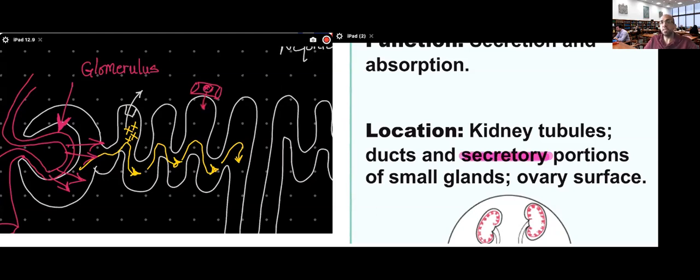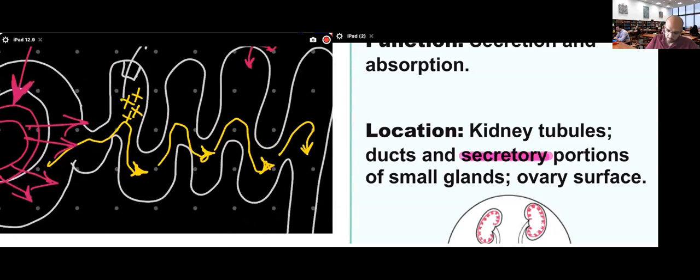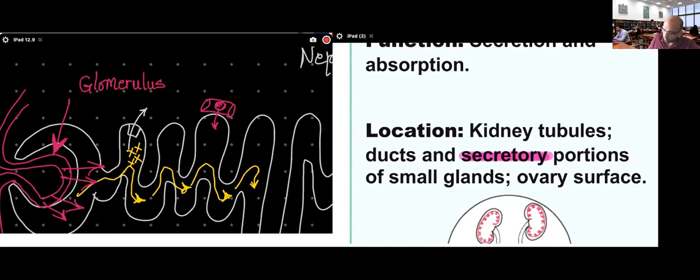So who will be reabsorbing and secreting stuff from the filtrate? This is going to be the simple cuboidal epithelium lining my kidney tubules. This will allow you to modify the filtrate into urine.